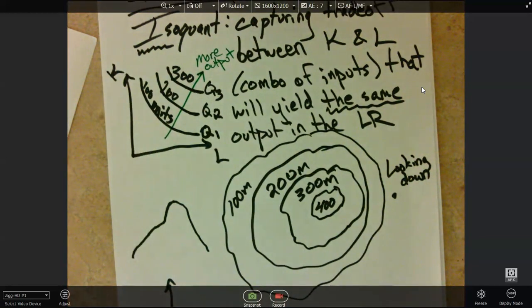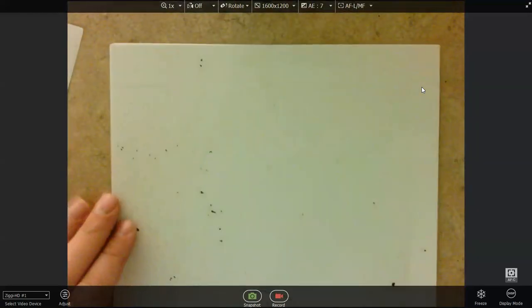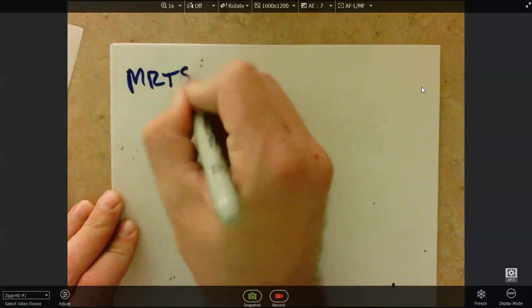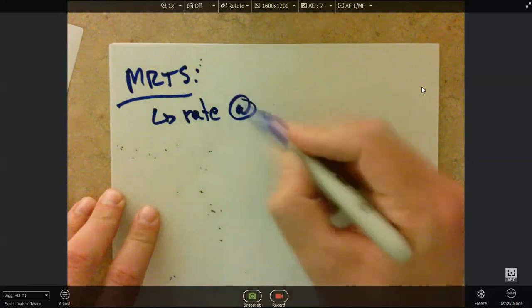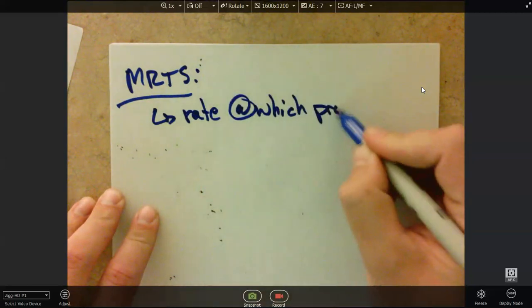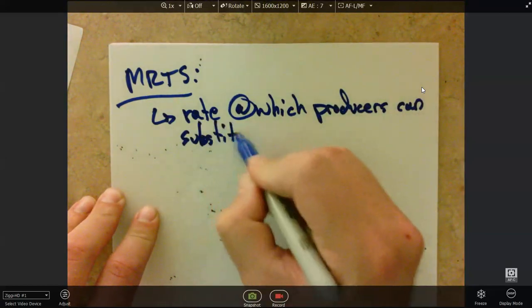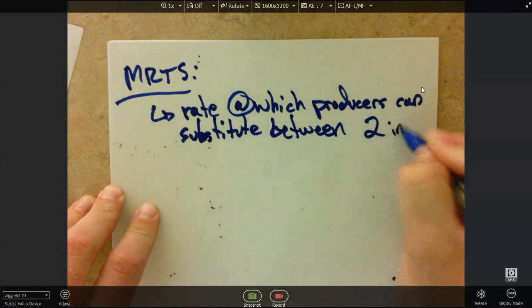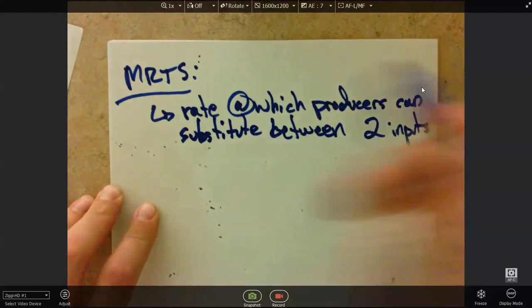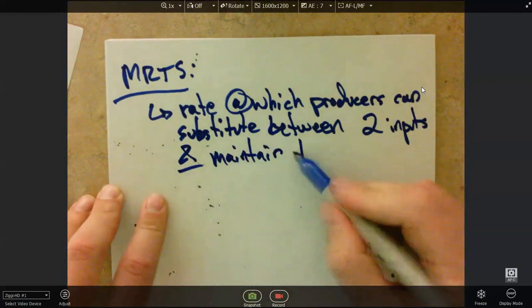So how does our marginal rate of technical substitution come into this? Well, let's start a new page. Our marginal rate of technical substitution is the rate at which producers can substitute between 2 inputs, in this case capital and labor, and maintain the same output.